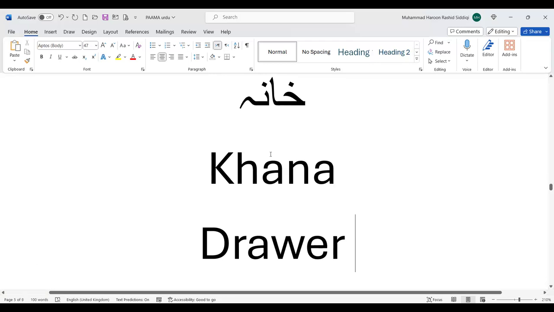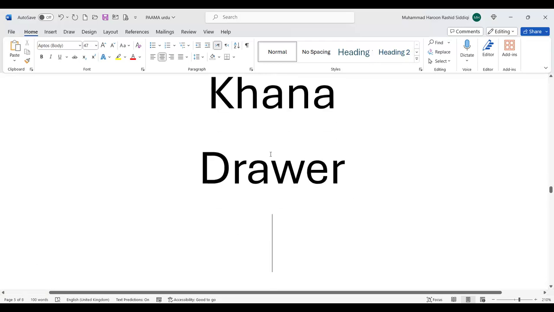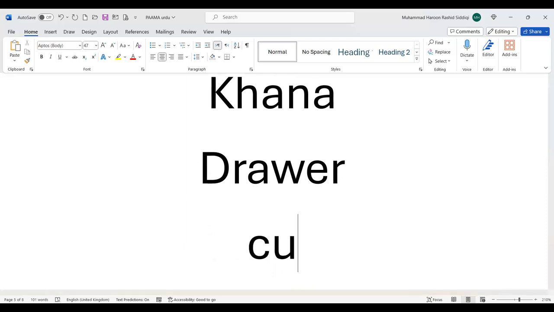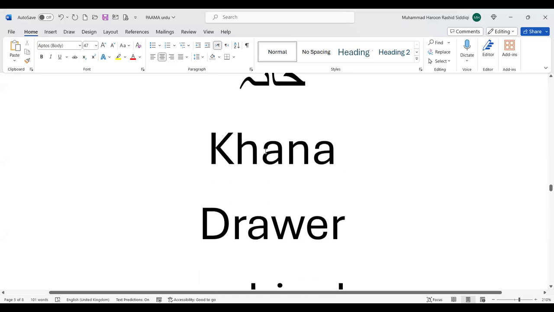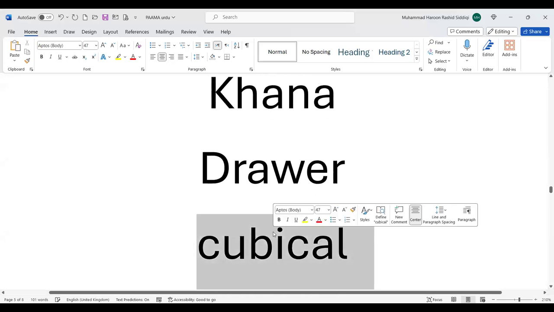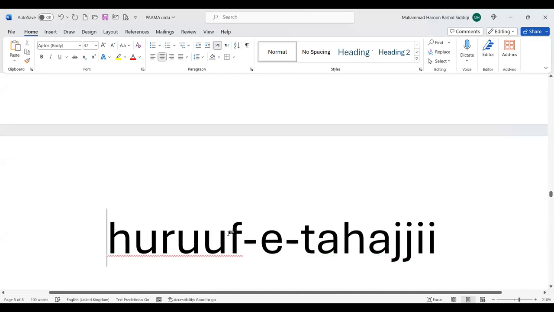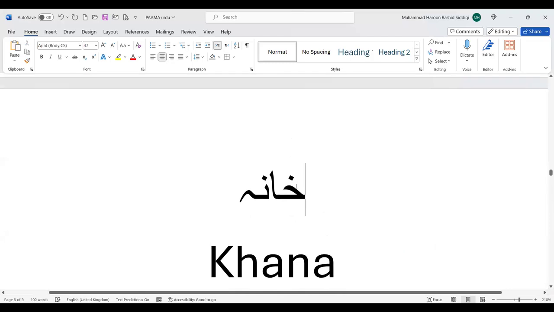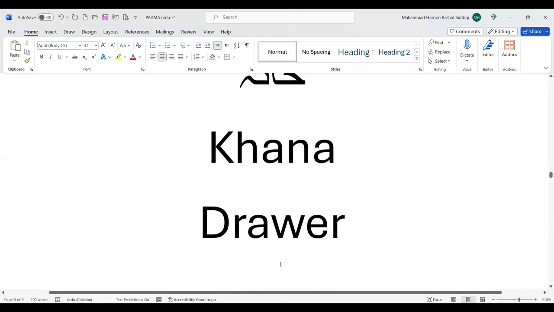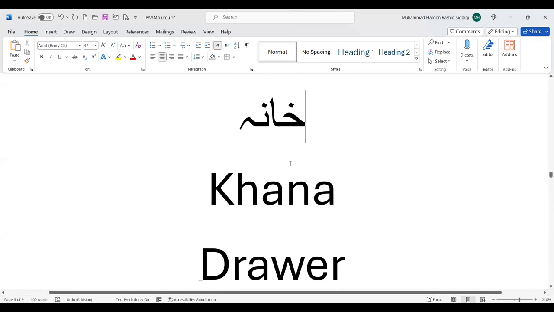Khana, but it's also something like a cubicle. So it's also referred to that sometimes. In that context, we say Khana Kaaba. The Mecca, where Muslims go for pilgrimage, the Hajj, is called Khana Kaaba, and that Khana refers to the shape of it. So Khana, drawer, and then we go back to the letter Khay.